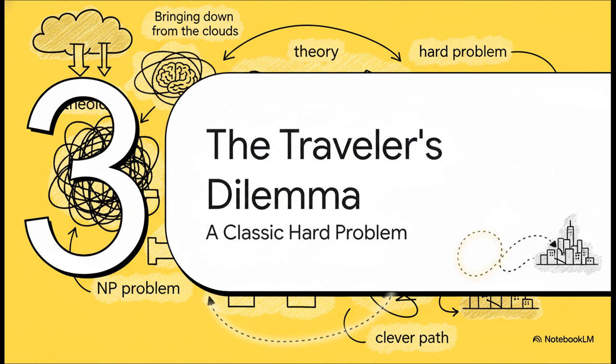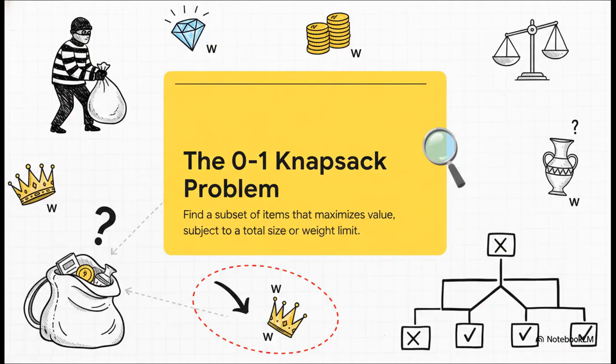To really get a feel for how we navigate this hard NP territory, we're going to tackle a classic problem, one that puts you right in the shoes of a very, very calculating thief. This is the 0-1 knapsack problem.